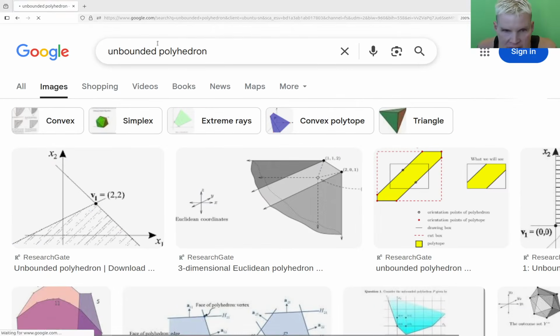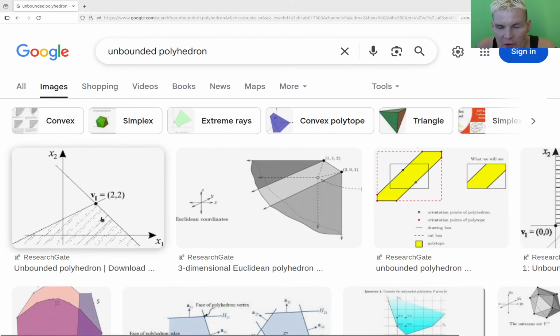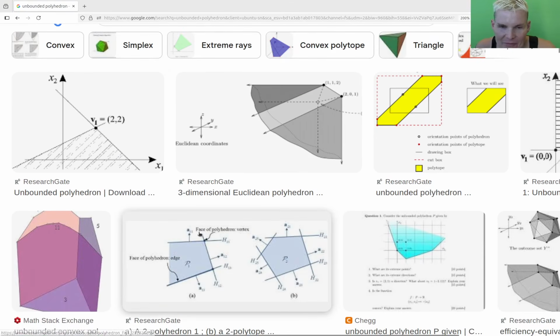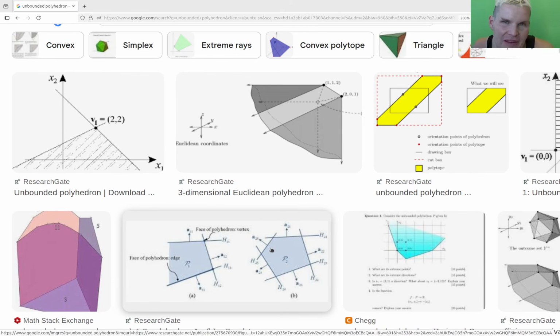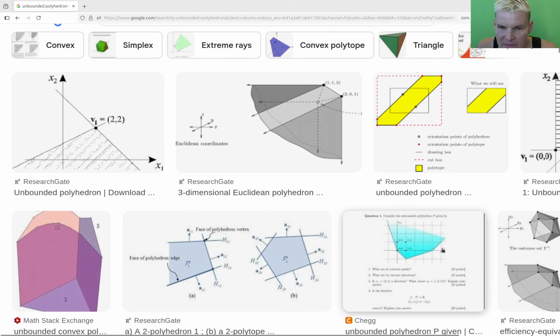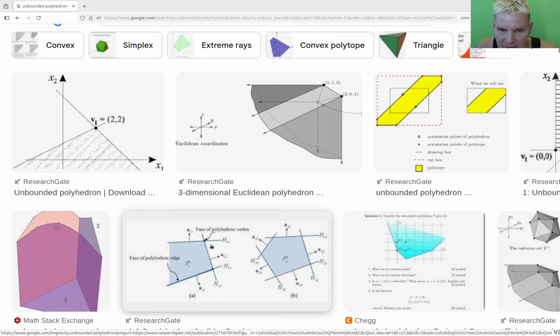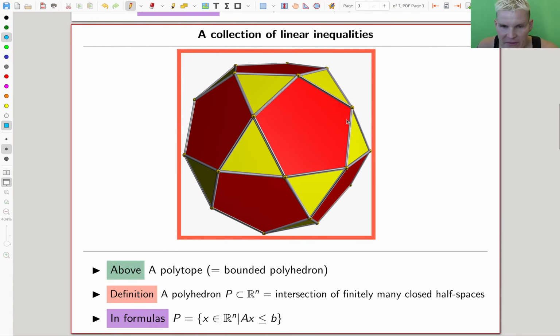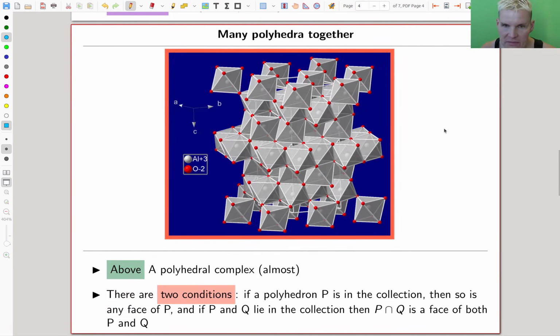Polyhedron. Something like that could also be a polyhedron, right? So it's fine. Polytopes are like Platonic solids, and a polyhedron could be something unbounded. It's still given by a bunch of linear inequalities. Hope that makes some sense, right? So this is a polyhedron, and otherwise a polytope, a bounded polyhedron. This thing here, for example.